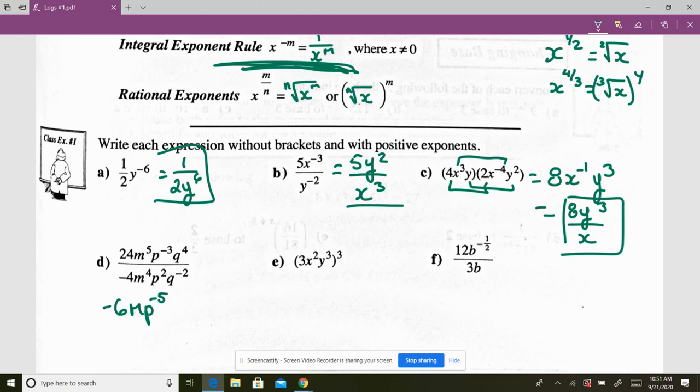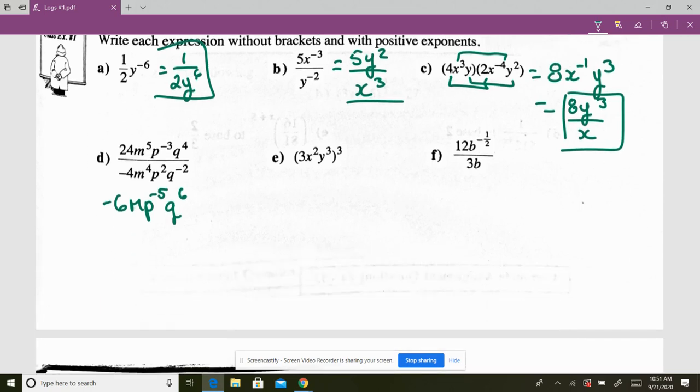q^4 over q^-2. q^6, because it's minus a negative, right? 4 minus -2 is q to the power of 6. All right, what do I need to flip down to make it positive? The p, right? Not the -6. You can have a negative number, you just can't have negative exponents. That's what they want in this one. So it just becomes -6 m q^6 over p^5.